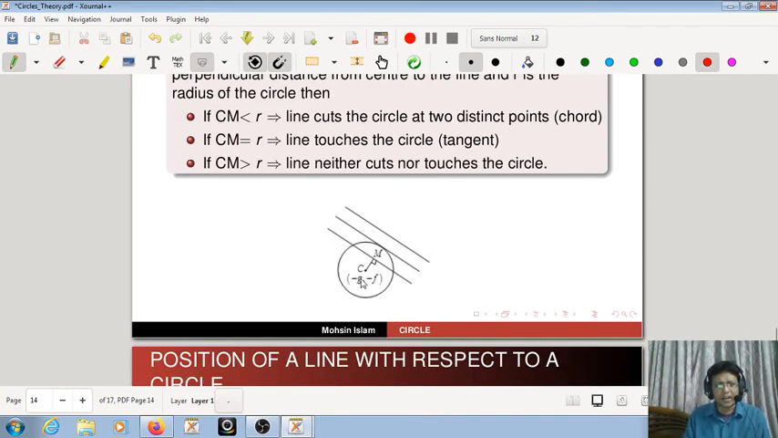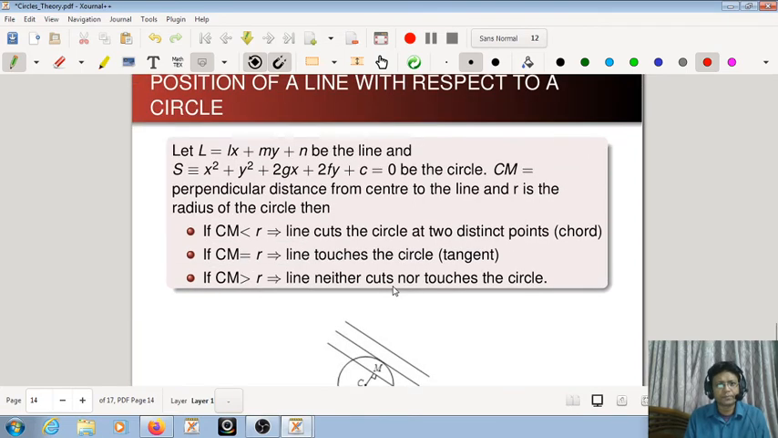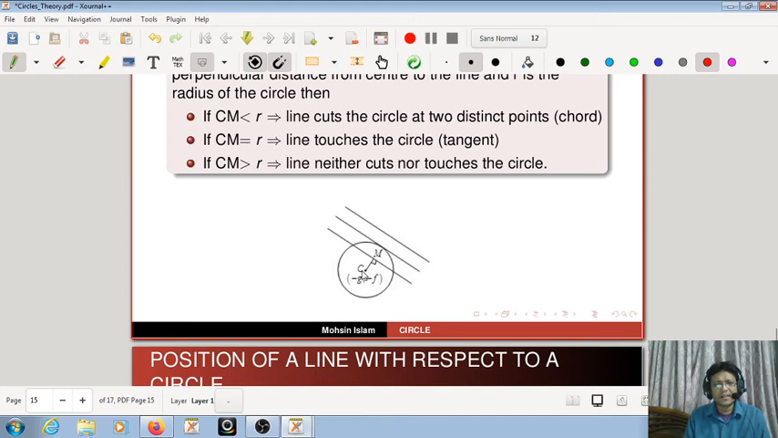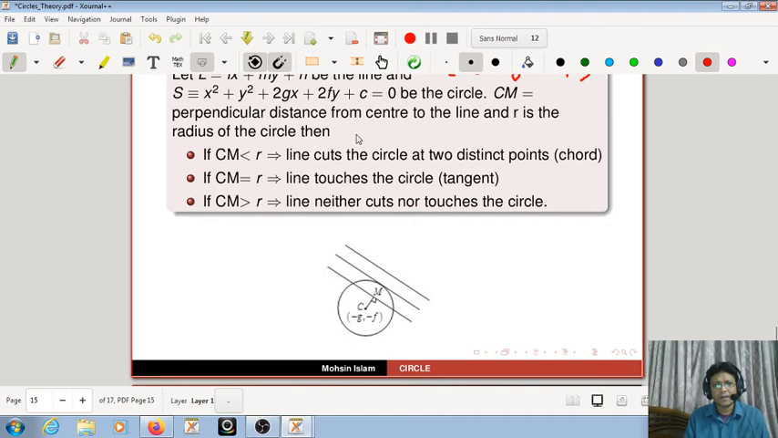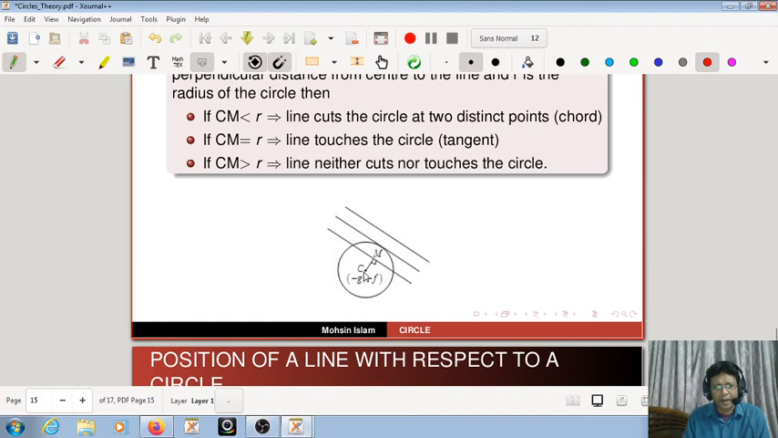See, this is a circle whose center is (-g, -f). This is the general equation. If this is the general equation, you know the center is given by (-g, -f). Okay, this is the center, and let L be the straight line lx + my + n = 0, and let CM be the perpendicular distance from the center to the line. You know how to draw the perpendicular and how to get the length of the perpendicular, and R is the radius of the circle.